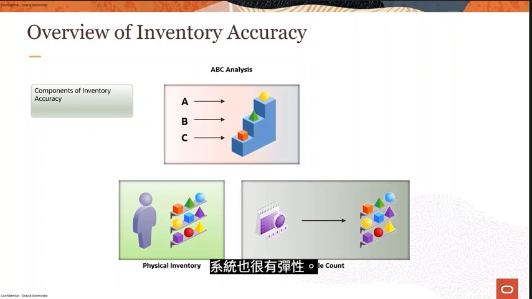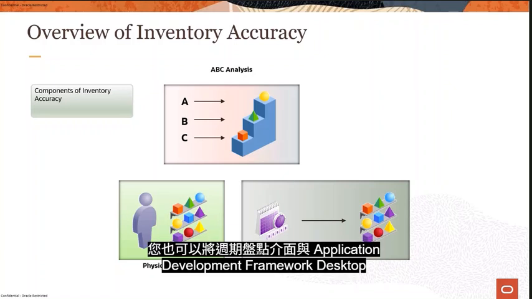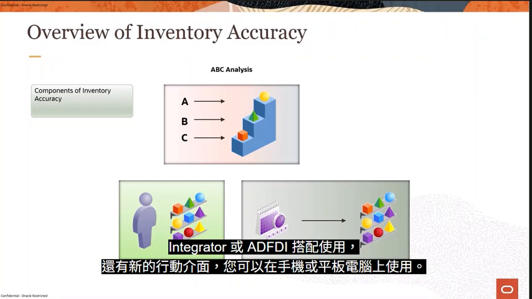The system is really flexible too. You can use handheld devices. You can use the file-based data importer, FBDI, and leverage that to do your cycle count. You can also use the cycle count interface with the application development framework desktop integrator, or ADFDI. Plus there's the new mobile interface, which you can use on your phone or a tablet.